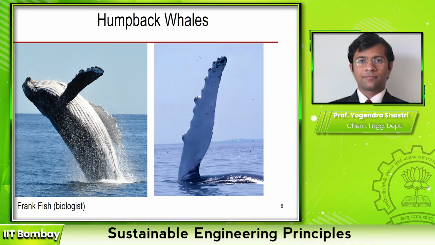So this is another figure explaining the same. This is a flipper. This is a more zoomed up version, or better image, of a flipper showing these irregularities. And the person who started investigating this was a biologist by the name of Frank Fish. So he's the person who sort of got into this topic.